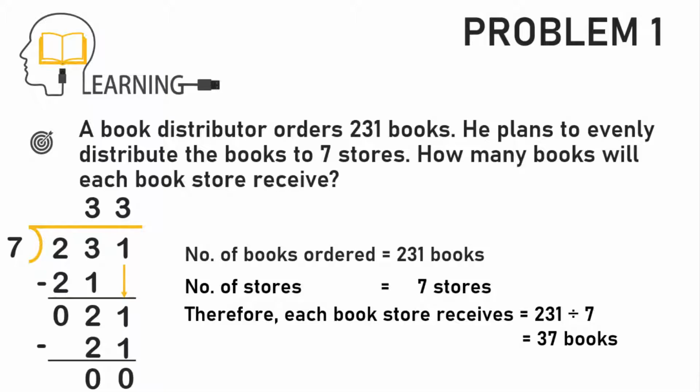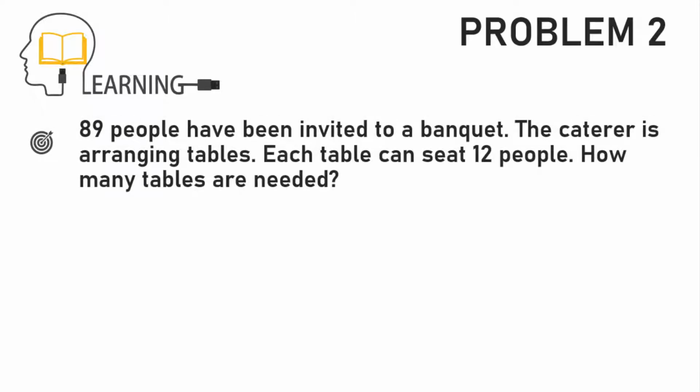Now let us move on and look at another question. And before I show you the question, I want you to remember this is partially a trick question and I will be leaving it incomplete, and I want to see how many of you can get the right answer. So as you can see, this question is asking me: 89 people have been invited to a banquet. The caterer is arranging tables. Each table can seat 12 people.